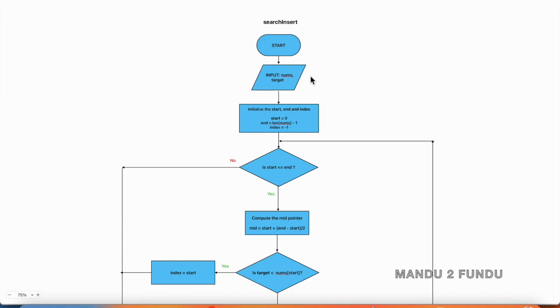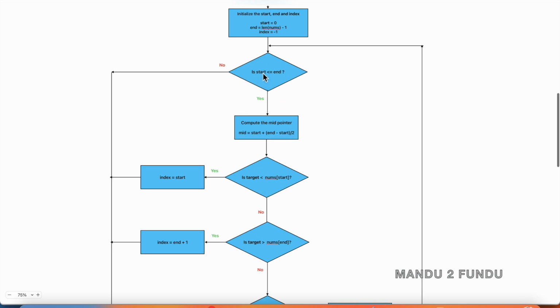Input for this procedure is the nums array and the target value. First we initialize the start pointer to point to the first element, the end pointer to point to the last element, and the index value is initialized with -1. Then we check whether the start is less than or equal to end. If start is greater than end, that means they crossed each other, so we break out of the loop.